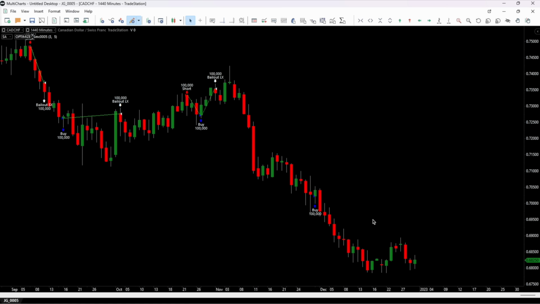Now, let's go over to multi-charts and look at this one Forex pair in more detail. Now we're in multi-charts and we're going to have a look in more detail at Canadian dollar, Swiss franc. Just talking about the inputs which I chose for the original testing, I purposely chose a fast-ish look-back length of 5 to get me as many trades as possible here on the daily chart.